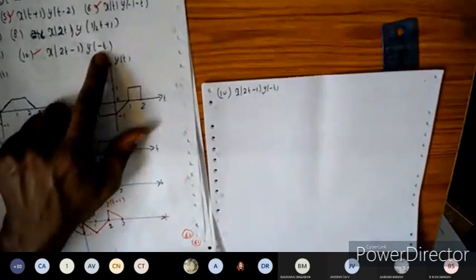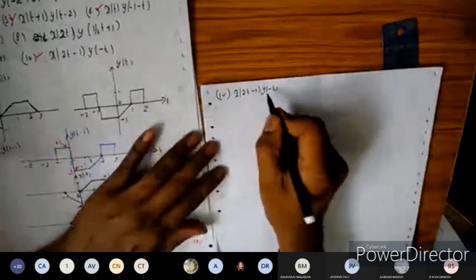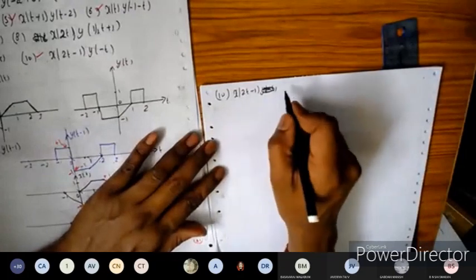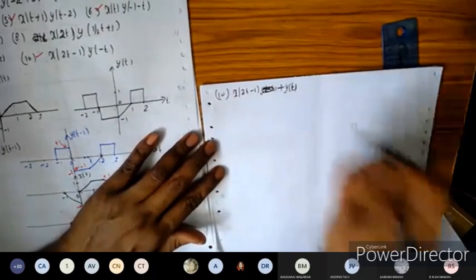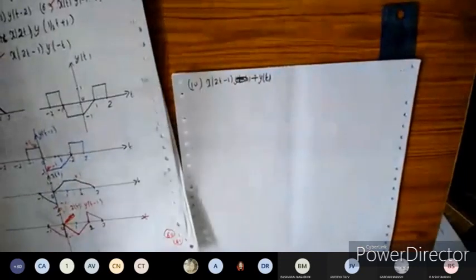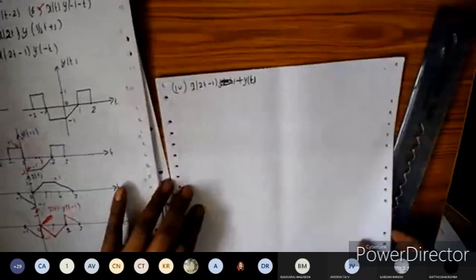Okay. So x of 2t minus 1, y of minus t. So you do that one here. I'm going to take this one as x of 2t minus 1, plus y of t. I'll take here. Plus y of t I'm going to take here. So x of 2t minus 1.